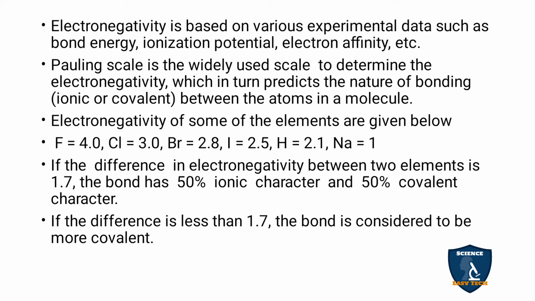Electronegativity is based on various experimental data such as bond energy, ionization potential, electron affinity, etc. The Pauling scale is the widely used scale to determine the electronegativity, which in turn predicts the nature of bonding, whether it is ionic or covalent, between the atoms in a molecule.